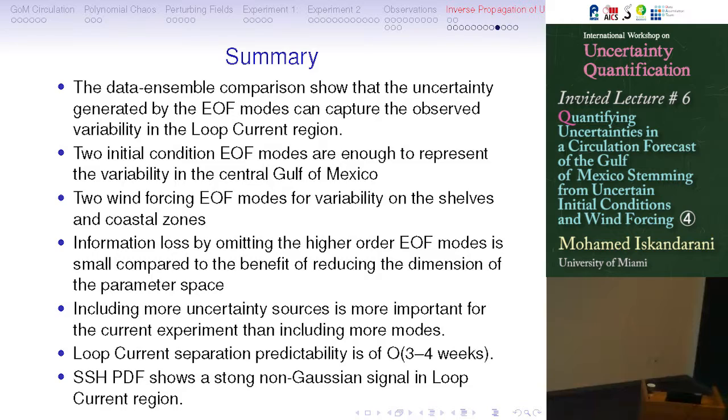Okay. It looks like the loop current separation predictability, given the perturbations that we've given it, is about 3 to 4 weeks. And the SSH PDF shows strong non-Gaussian signals.